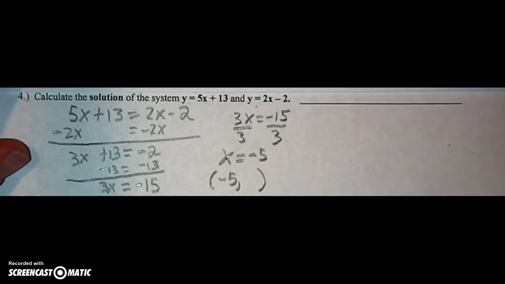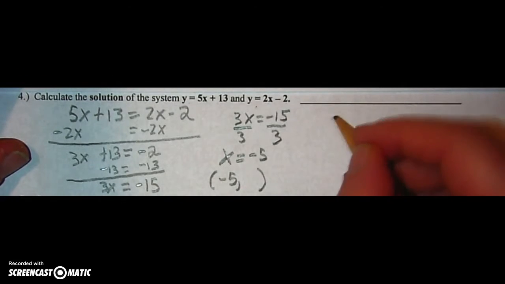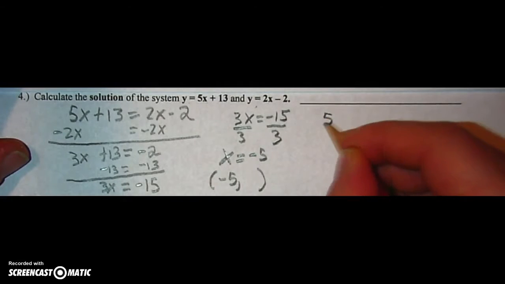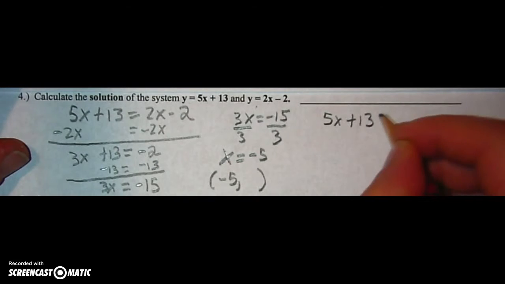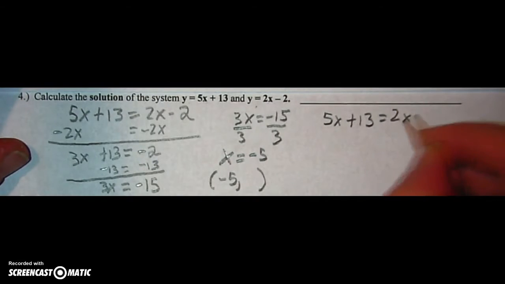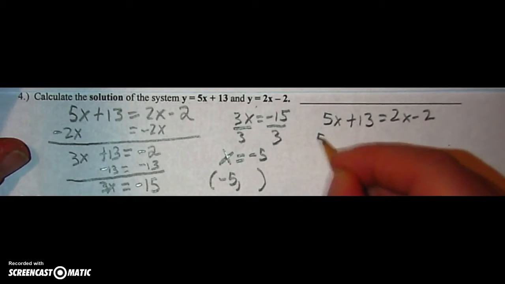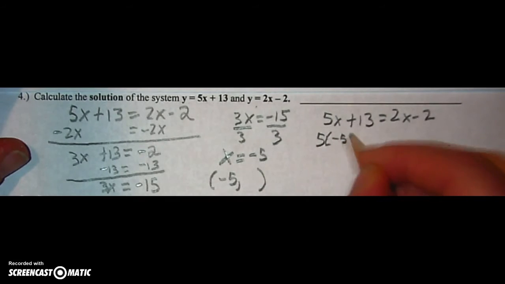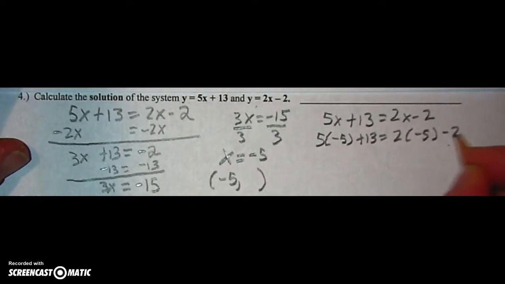We still need to find the rest of that point of intersection, the y point. So what we can do to not only check our work, but also to find the y at the same time is write down our equality again. 2x minus 2 equals 5x plus 13. And we know what x is, so let's put it in. 5 times negative 5 plus 13 equals 2 times negative 5 minus 2. And we'll evaluate on both sides, see what happens.